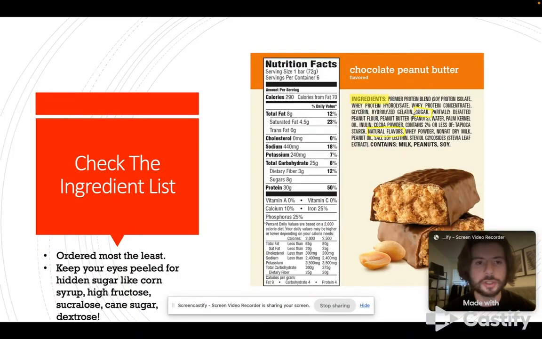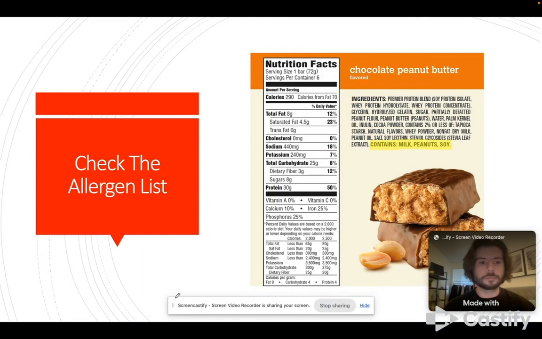So they might say, oh, 0 sugar this, 0 sugar that. And then you read the ingredient list and you'll see words like corn syrup or high fructose corn syrup or high fructose or sucralose, cane sugar, dextrose. Those are all synonyms for sugar. They could be lab made, they could be naturally occurring, but there's many different ways that food companies like to disguise sugar so the average person can't interpret and know what they're looking at.